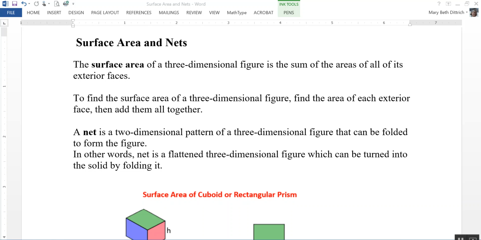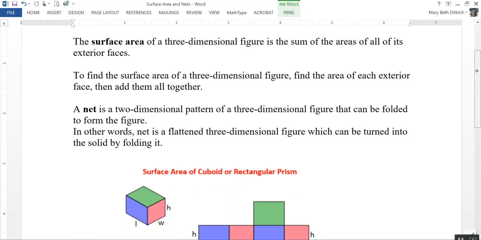all together. A net is a two-dimensional pattern of a three-dimensional figure that can be folded to form a figure. In other words, a net is a flattened three-dimensional figure which can be turned into a solid by folding it. Let's take a look at a picture of one here.